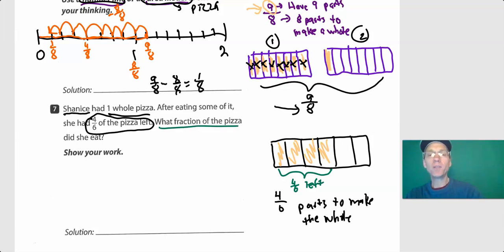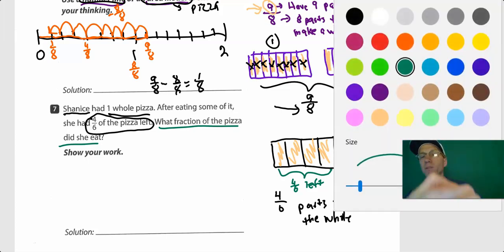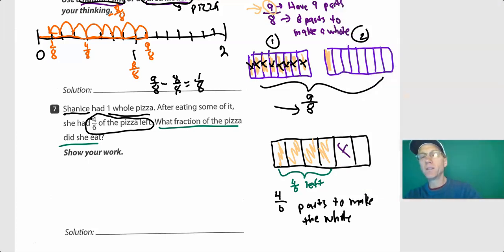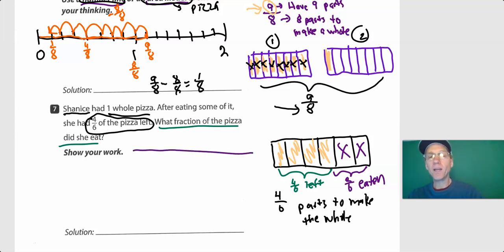What fraction of the pizza did she eat? Well, we can definitely tell these 2 slices were eaten. So 2/6 eaten. There you go. Solution is 2/6. You can just put an arrow like that, because we did show our work. We can also do it with an equation or a number line. We could do a number line. So let's do a number line.